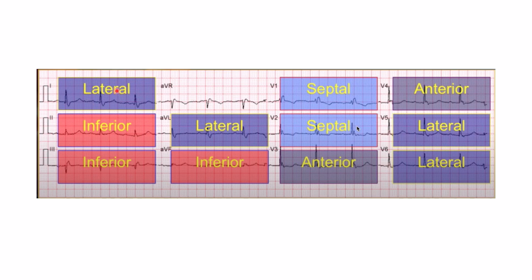See, lead 1, AVL, and V5 and V6 correspond to the lateral wall of the heart, and if any MI has occurred previously, the Q waves will be predominant in these leads. If it had occurred in the septal wall, V1 or V2 would be predominant with pathological Q waves. The most common MI, which occurs in the inferior wall, corresponds to lead 2, lead 3 and AVF, and it can be predominant in these leads too.